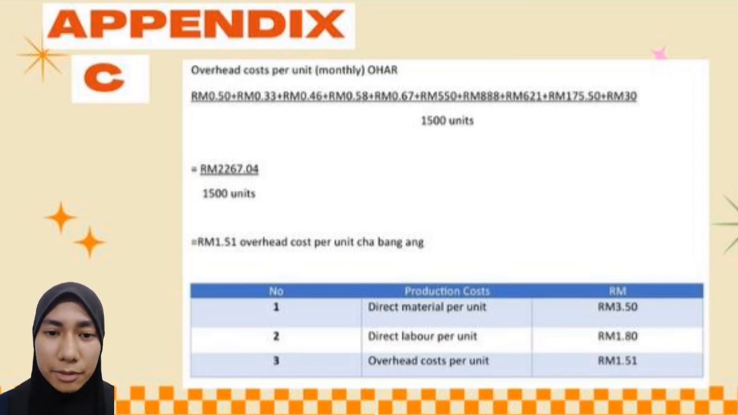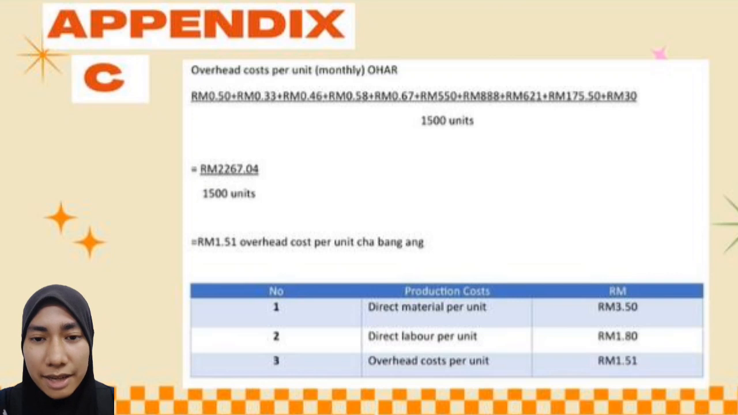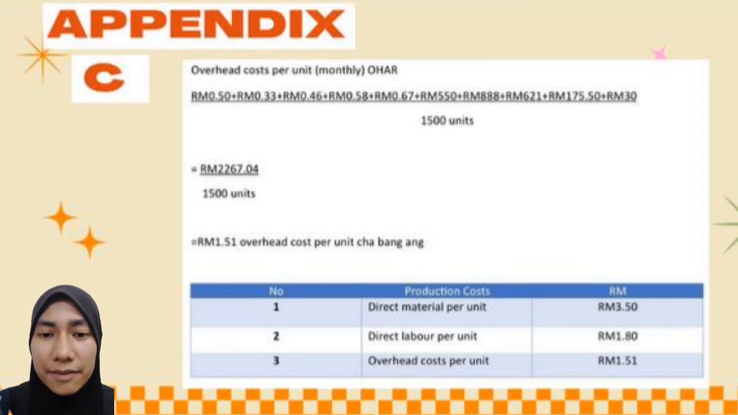The table below is the production cost of the direct material unit used in the Jamaah production. The direct material per unit is 3 ringgit 50 cents. The direct labor per unit is 1 ringgit 80 cents, and the overhead cost per unit is 1 ringgit 51 cents.